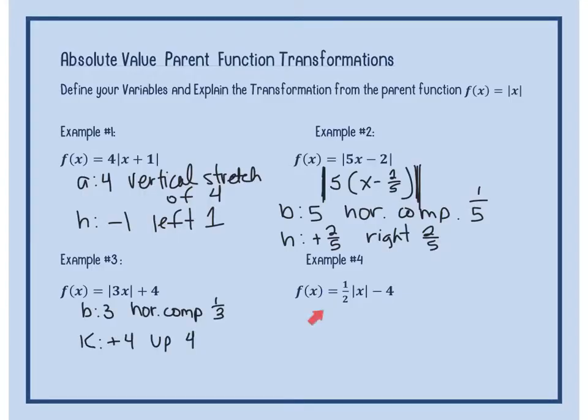The last question on this page. In front of the absolute value is a. This means that this graph has a vertical compression of 1/2. After the absolute value, this is your k value. Negative 4 means the graph is going down 4.